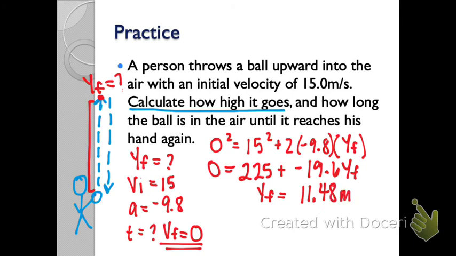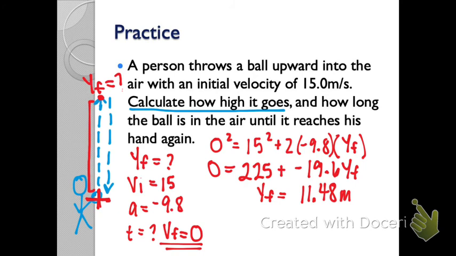And it came out positive. Does that make sense that it comes out positive here? Yeah, because I threw my ball upward, right? So it makes sense that my displacement is above, or it's positive from where I started, right? Because the origin was right here where my motion began from. Okay, so my Y final was 11.48 meters.